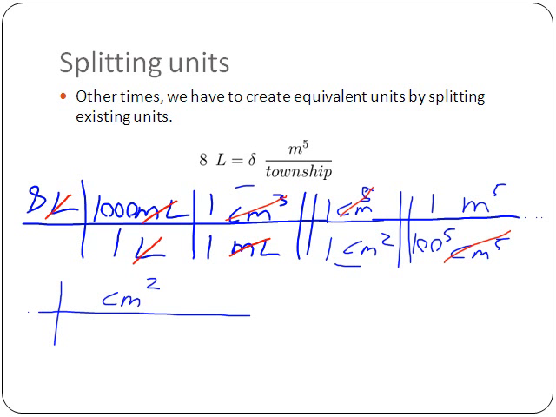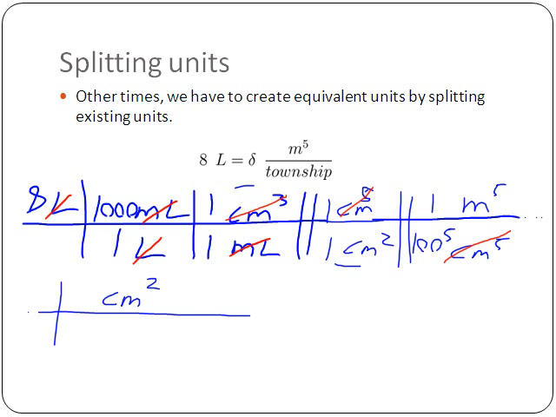But how do I get from centimeter squared to township? I have a conversion from townships to square miles. So what I could do is I could go from centimeters squared to inches squared to feet squared to miles squared to townships. So I think that's what I'm going to do here.